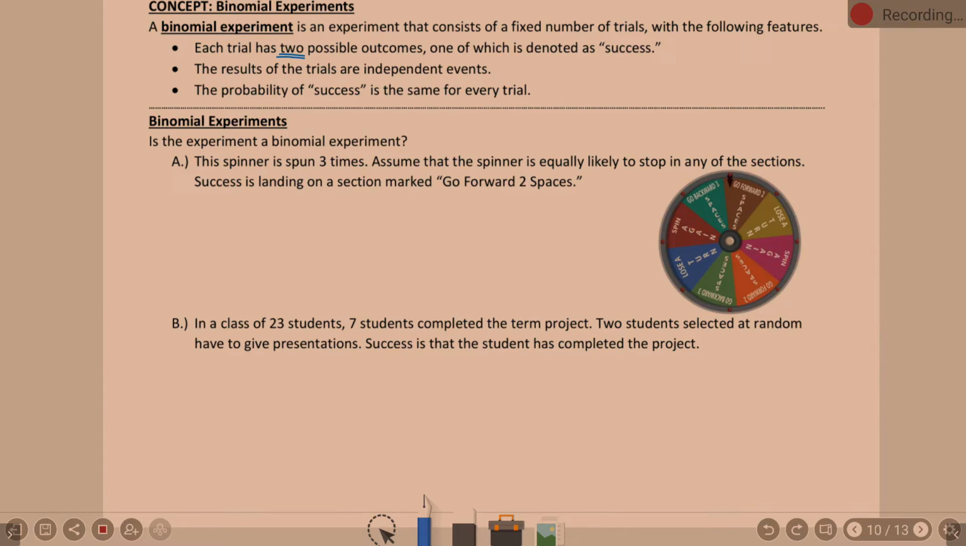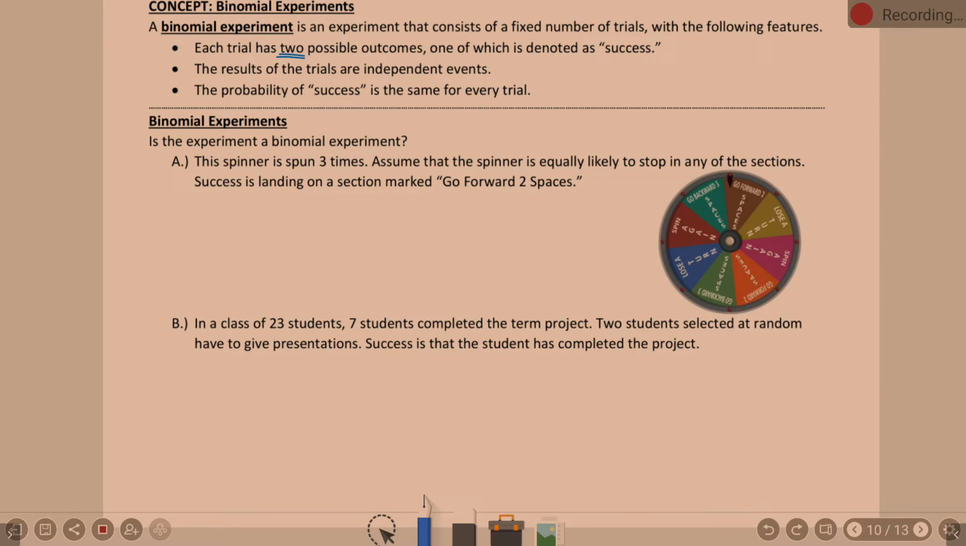Okay, so let's look at these. Our question here is just, is the situation, the experiment, a binomial experiment? And the first situation is this spinner is spun 3 times. Assume the spinner is equally likely to stop in any of the sections. Success is landing on a section marked go forward 2 spaces. And the copies did not turn out great on this particular one. They're definitely much easier to see up here on the screen, so use that to your advantage there. But let's go through and check each of the 3 options.